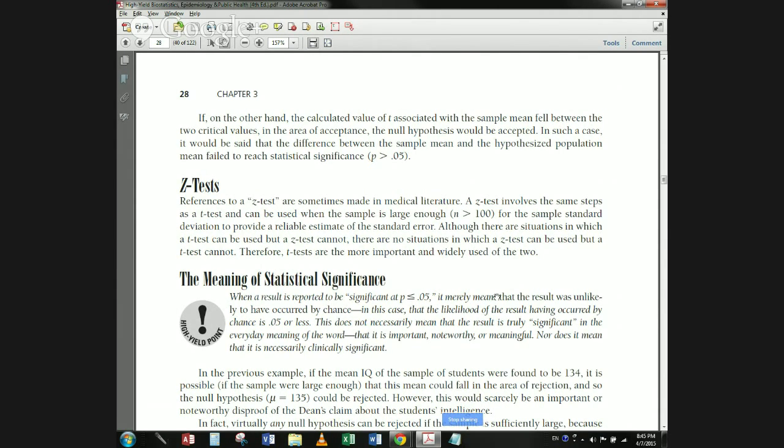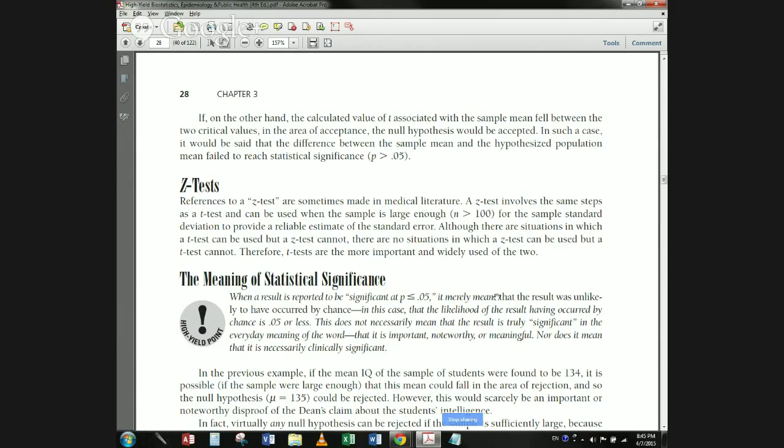Z-tests. References to a z-test are sometimes made in medical literature. A z-test involves the same steps as a t-test and can be used when the sample is large enough, meaning n is greater than 100, for the sample standard deviation to provide a reliable estimate of the standard error. Although there are situations in which a t-test can be used but a z-test cannot, there are no situations in which a z-test can be used but a t-test cannot. Therefore, t-tests are the more important and widely used of the two.